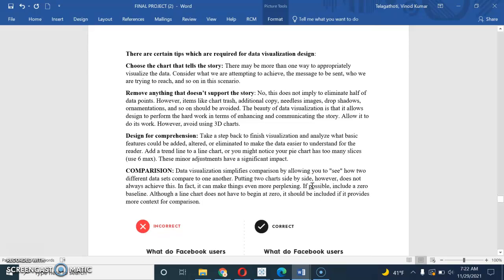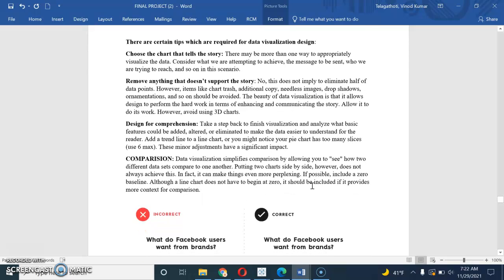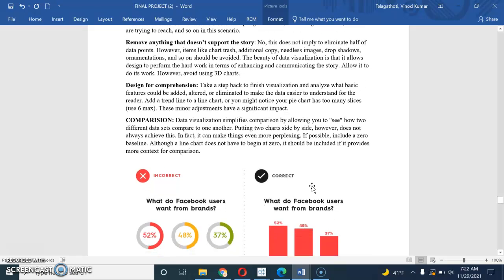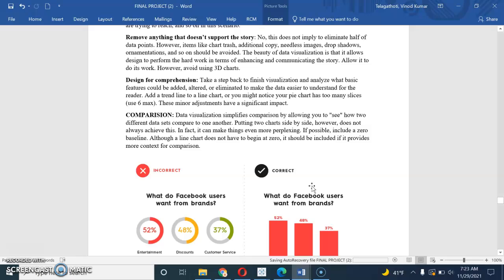But data design should have certain measures and certain techniques that should be followed for a perfect data visualization. The first one is to choose the chart that tells the story. You have to choose the type of graph for visualizing the data to be in perfect sync with the data. And remove anything that doesn't support the story; we have to remove the other things that are not necessary in the chart. And listen for comprehension. We have to take a step back from the visualization and learn what basic features could be added, altered, or eliminated to make data easier to understand.